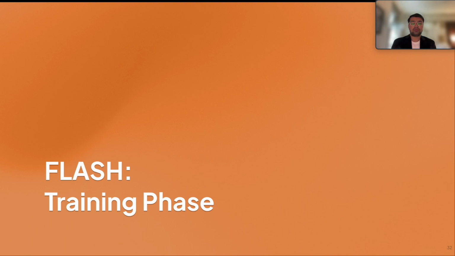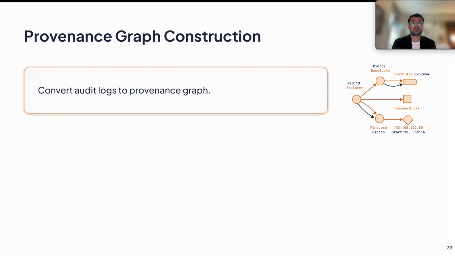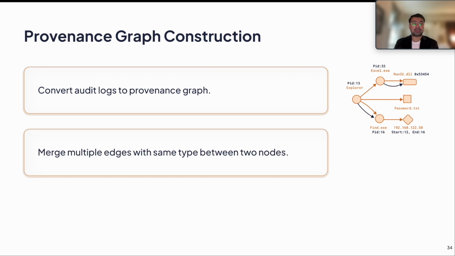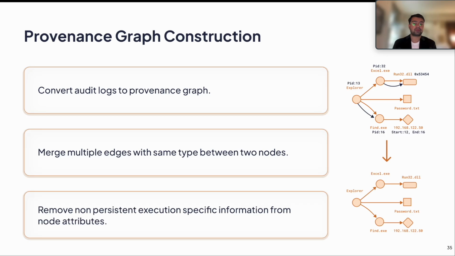So I will go over the main components of the Flash training phase. The first component is the provenance graph construction, where we take the audit logs and convert them to a provenance graph. Flash applies a set of pre-processing techniques to simplify the graph. These include merging multiple edges of the same type between two nodes and removing non-persistent execution-specific information from the node attributes.